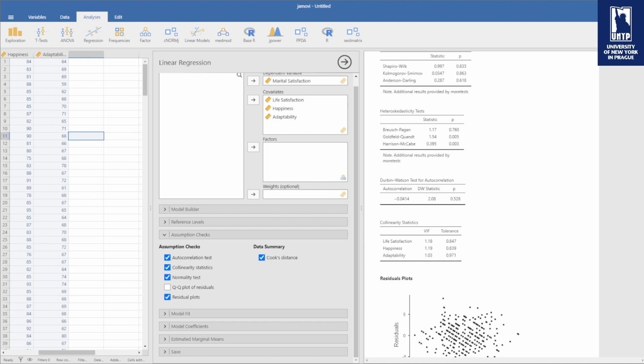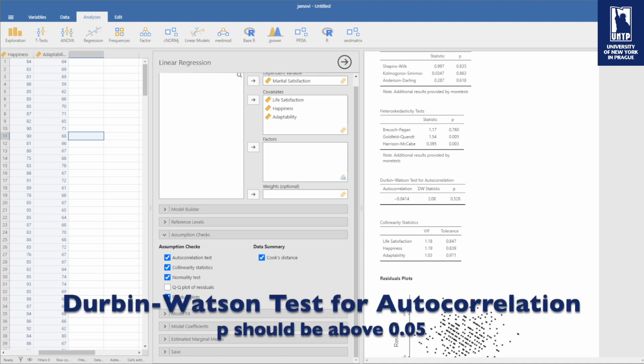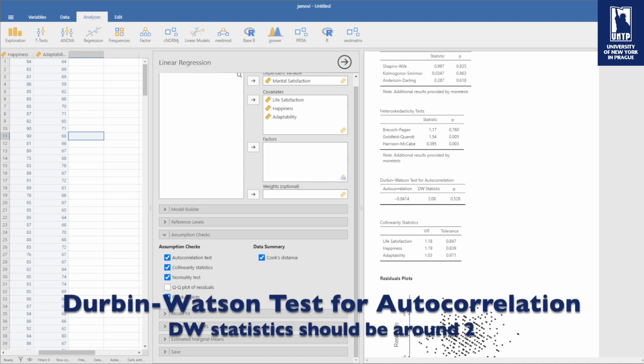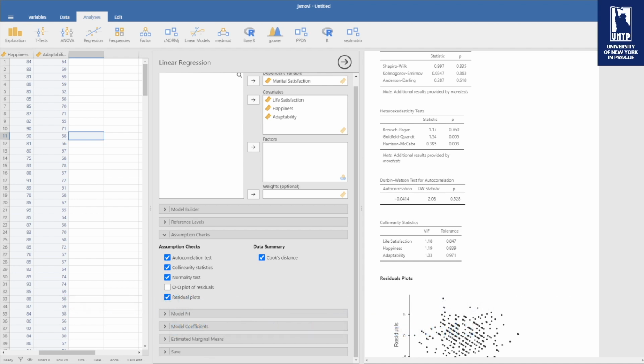So how do we interpret the Durbin-Watson test? Very simple. P should be above 0.05, as for the Shapiro-Wilk test of normality, so in this case it is fine. And the DW statistic should be around 2, meaning that values between 1.5 and 2.5 are okay. If they are above or below, not the best. In our case, we have 2.08, and hence that is completely fine.